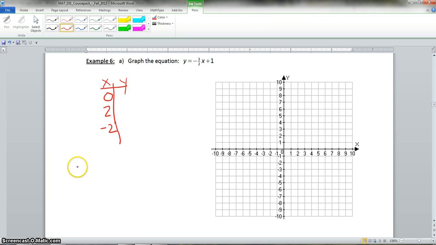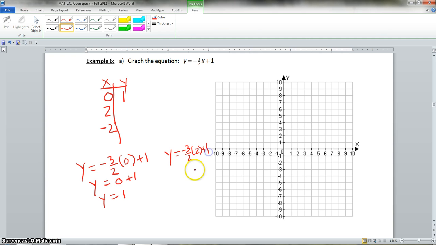So first, we will have y is equal to negative 3 halves times 0 plus 1. Negative 3 halves times 0 is 0. And we know 0 plus 1 will give us 1. So when x is 0, y is 1. Now we're going to go through and substitute in 2. So we have y equals negative 3 halves times 2 plus 1. Now, these 2's will simplify each other out and leave you negative 3 and plus 1. So y is negative 2.